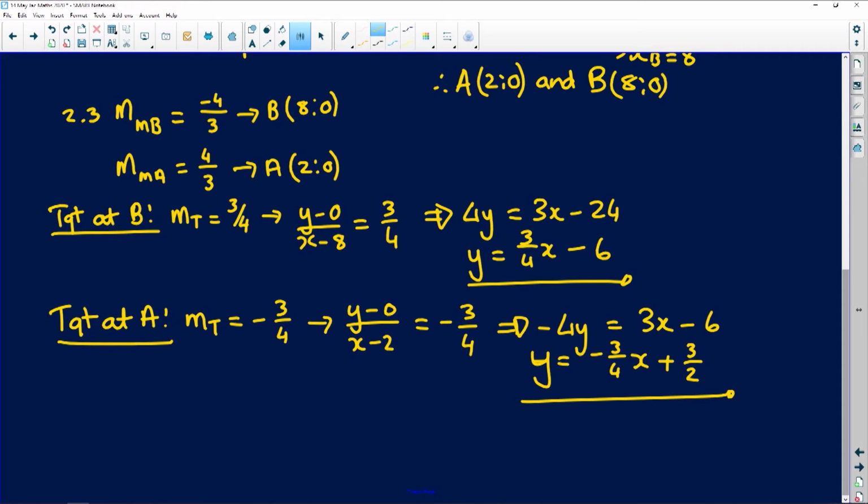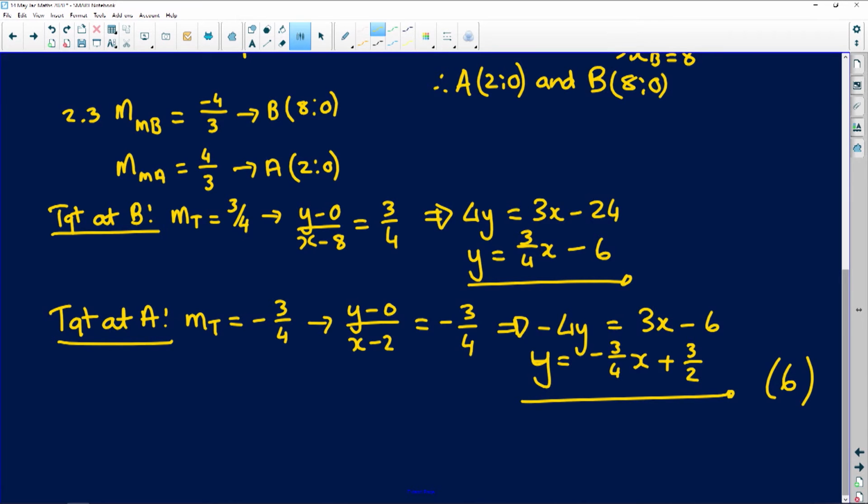Okay, folks, so that gives us our second tangent. The tangent at B and the tangent at A. Remember, they are perpendicular to the radius. That's the information that we used. All of this was for 6 marks. There might be shorter ways to do the same question, but you get the same answer at the end of the day. Let's look at the next one.